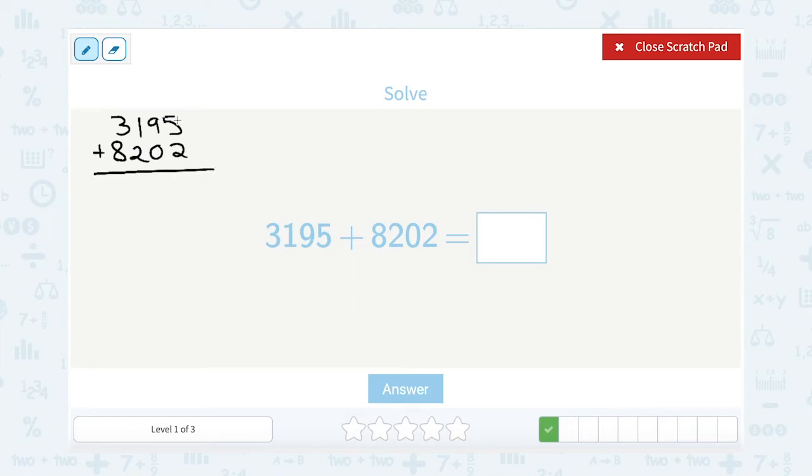Okay, well, I'm going to add, starting in my ones column, 5 plus 2 gives me 7. In my tens column, 9 plus 0 gives me 9. In the hundreds column, 1 plus 2 gives me 3. And in the thousands column, 8 plus 3 gives me 11. So I wind up with 11,397.